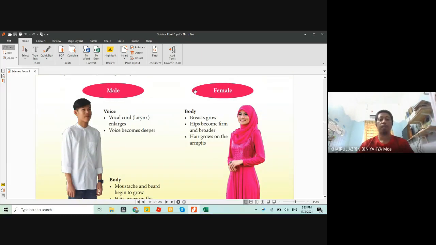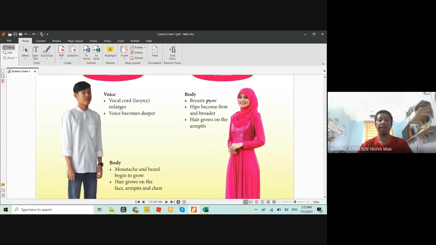Next, female, untuk perempuan, girls. Body: the breasts grow. And then the hips become firm and broader. And then hair grows on the armpits.